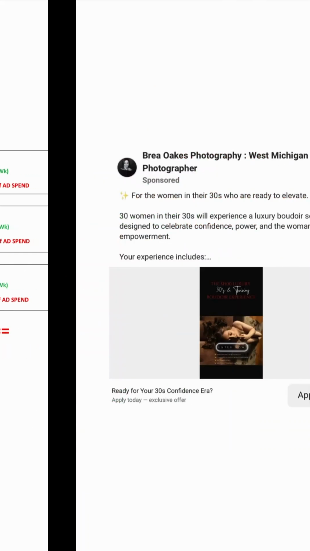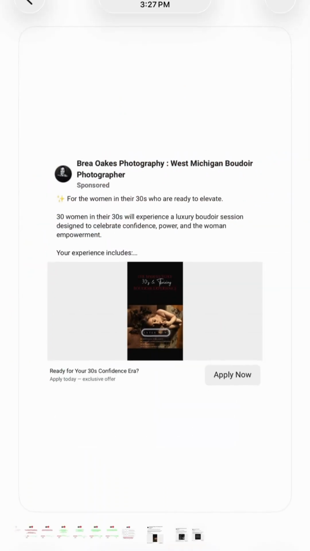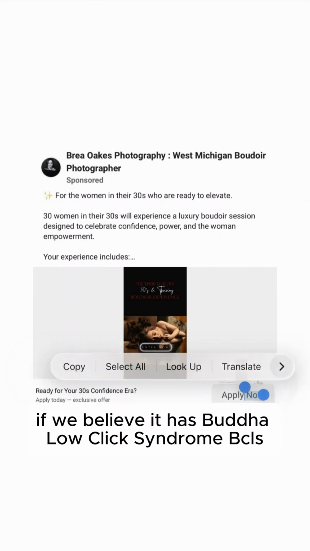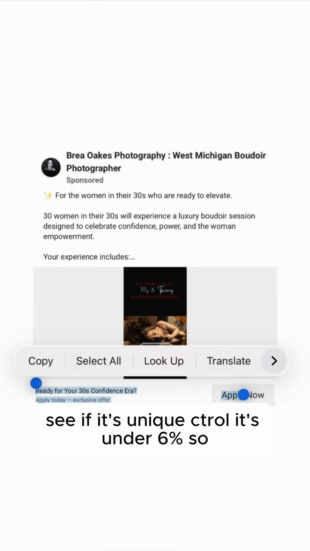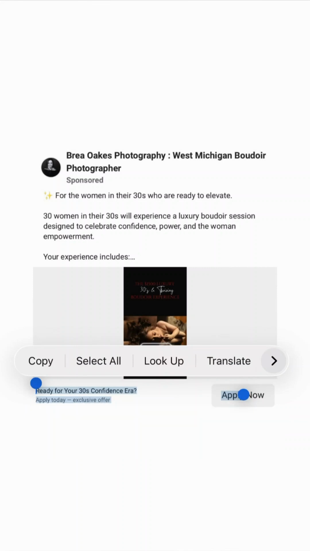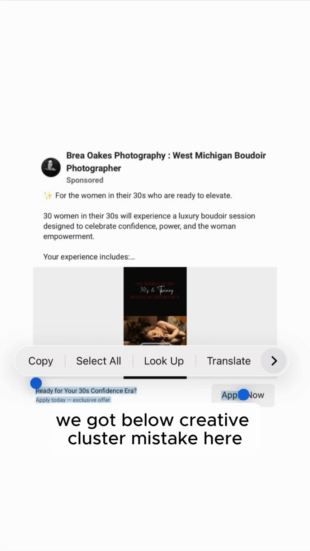So, looking at this, we're going to diagnose it and see if we believe it has Boudoir low click syndrome, BLCS. See if its unique CTR is under 6%. So, let's see. We've got a creative cluster mistake below here.